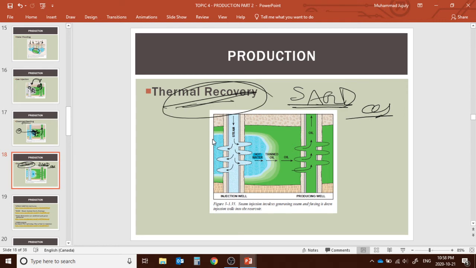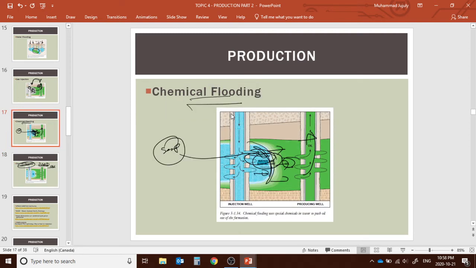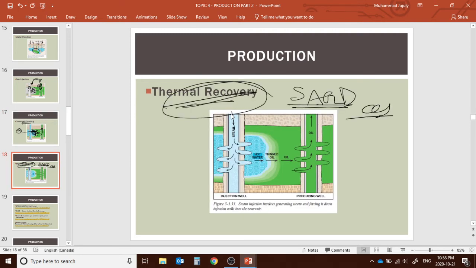So what do we do with thermal recovery? We put in steam, just like here we put in water and surfactants, but here we inject hot water or steam. If it is a bitumen, for instance, or a highly viscous tar, then hot water will thin the oil. It will make it less viscous, and then it will move along.